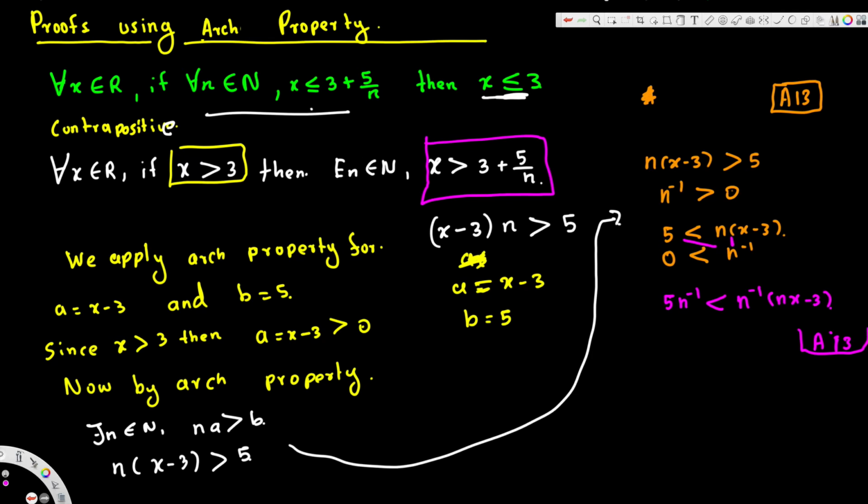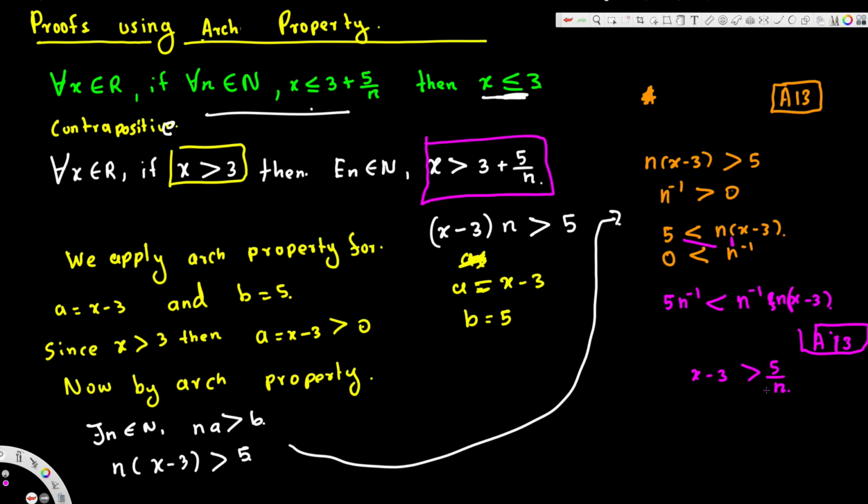By axiom number 13 we get this one. n inverse is greater than 0, and 5 is less than this. Yeah, we are right. And the next thing is this n should be outside of this one, because here it is outside, and n inverse and n cancel each other. From this we get x minus 3 is greater than 5 over n.